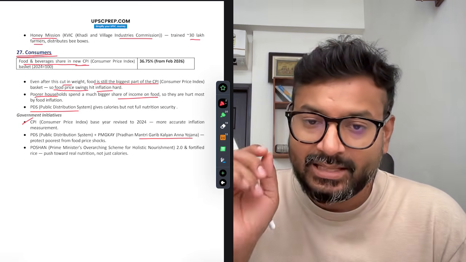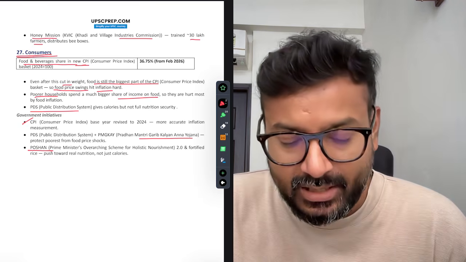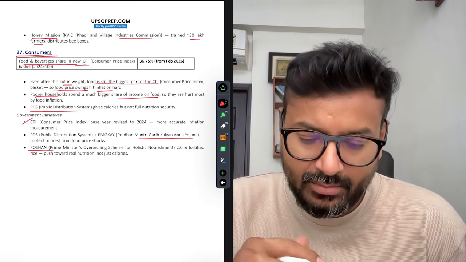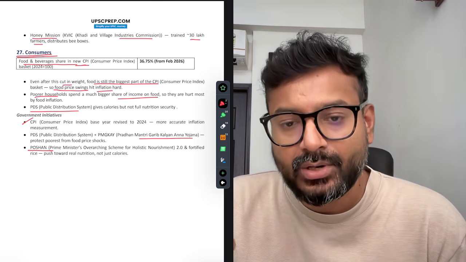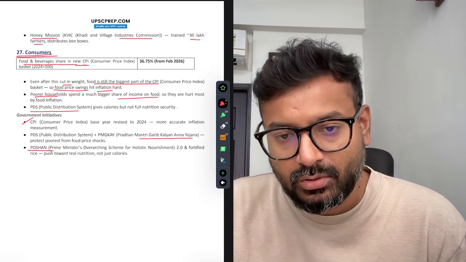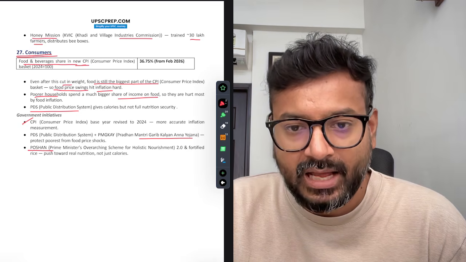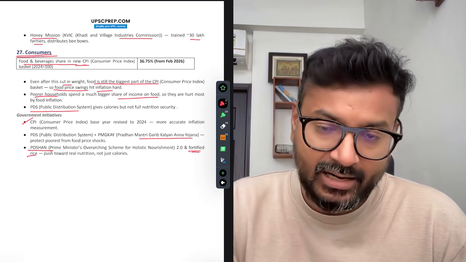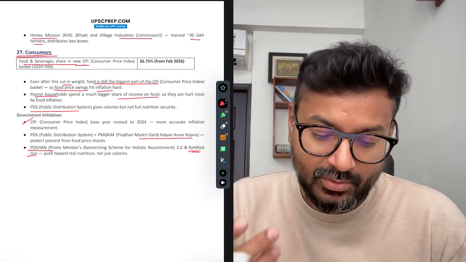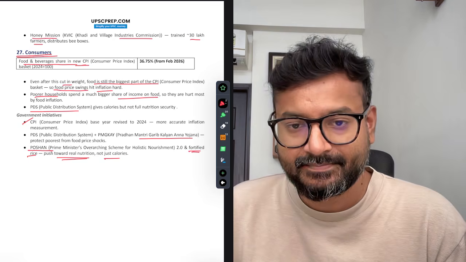But to tackle the hidden hunger, there is Poshan. Earlier it used to be the midday meal scheme. Now it is renamed as Poshan, but it is essentially the same thing, that nutritious food is provided to school-going students, and pregnant women and new mothers. Apart from fortified rice and other things, so that more and more nutrition is given and not just calories.